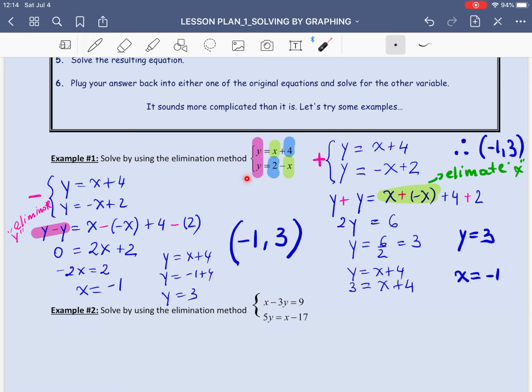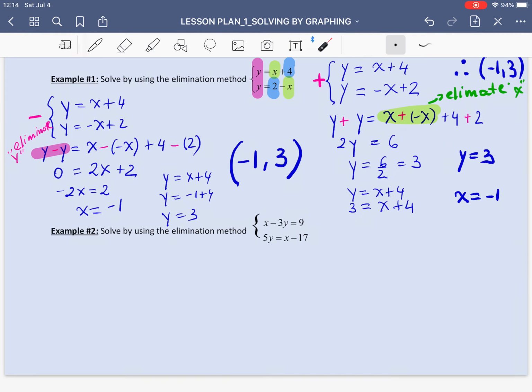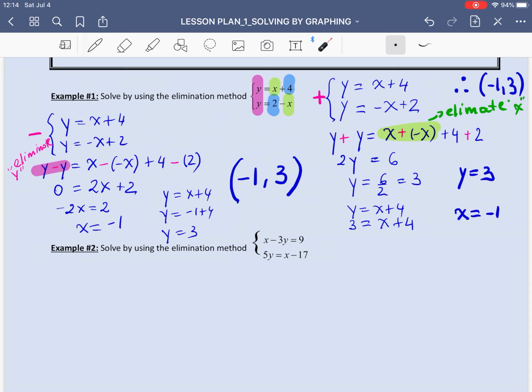Now, I got to tell you one thing though. This was a very basic example of solving a linear system by using elimination. We're going to move on to the next example, which will hopefully bring something new to the way we solve it. Okay, the method is still the same, elimination. So let's get started. So step number 1, lining up the terms.